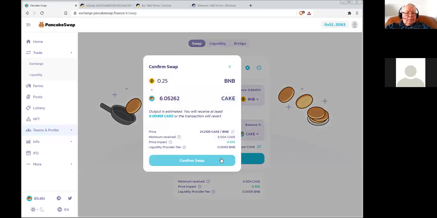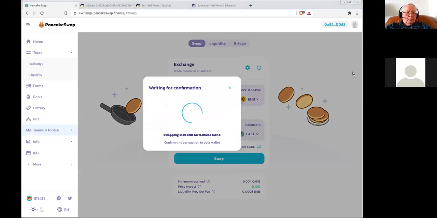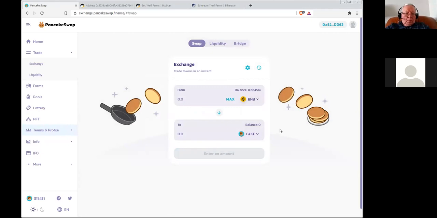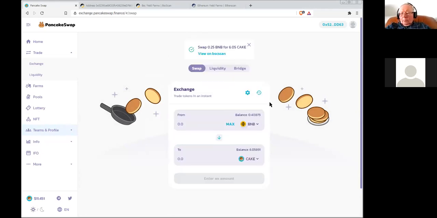Okay. Confirm swap. Math Wallet comes up. Confirm. Okay, so transaction submitted. So now I have, it'll take a second here. Okay, so now I've got 0.4 of Binance and I got 6 Cake.